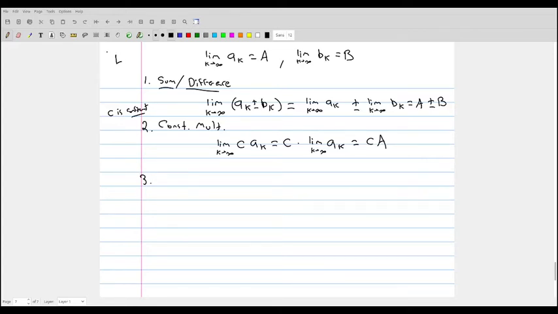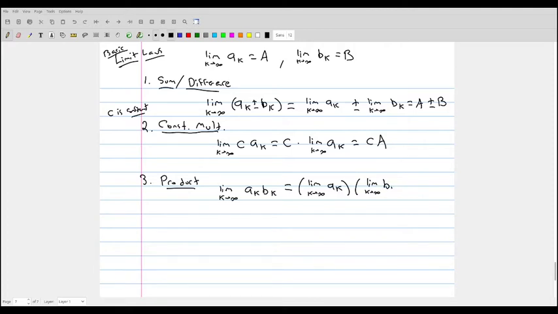These are sometimes called the basic limit laws. The next limit law is the product limit law, which says that the limit as k goes to infinity of ak times bk will always be equal to the limit as k goes to infinity of ak times the limit as k goes to infinity of bk, which is a times b.